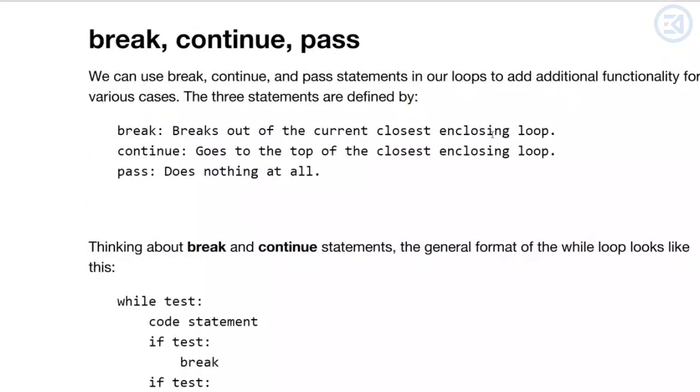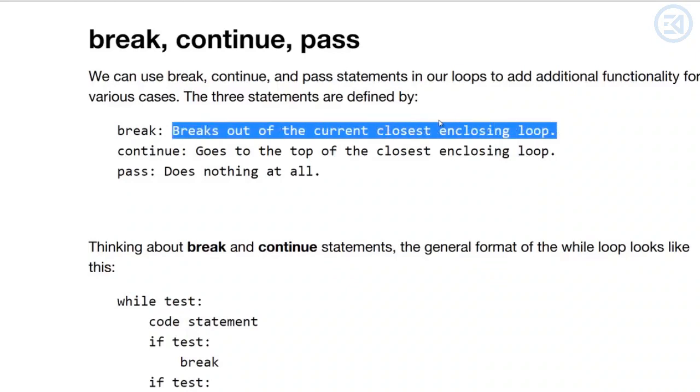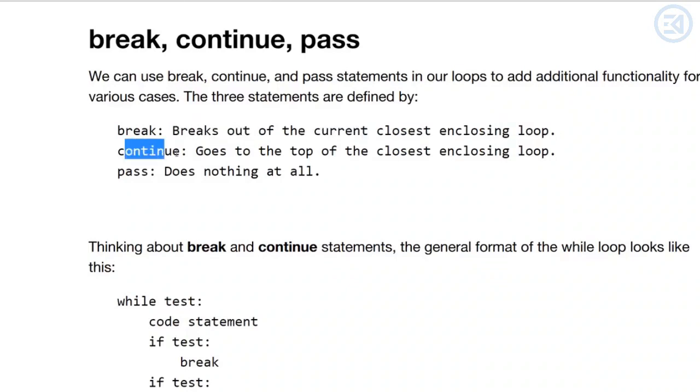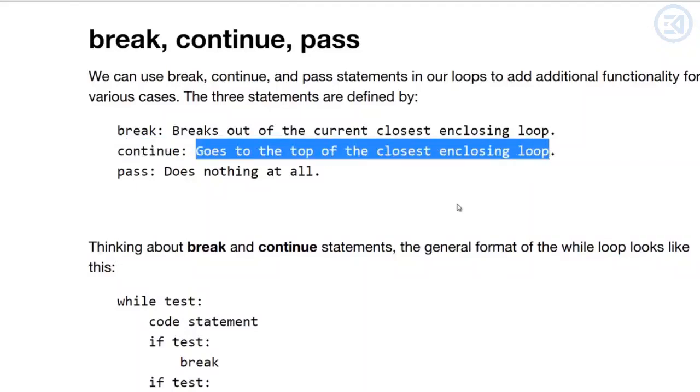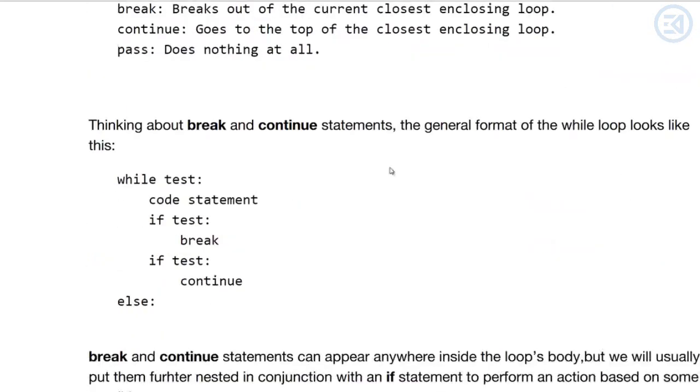We can use break, continue, and pass statements in our loops to add additional functionality for various cases. These three statements are defined by, first off, break. If you put that in your loop, it's going to break out of the current closest enclosing loop. What continue is going to do is go to the top of the closest enclosing loop, and then pass does nothing at all.